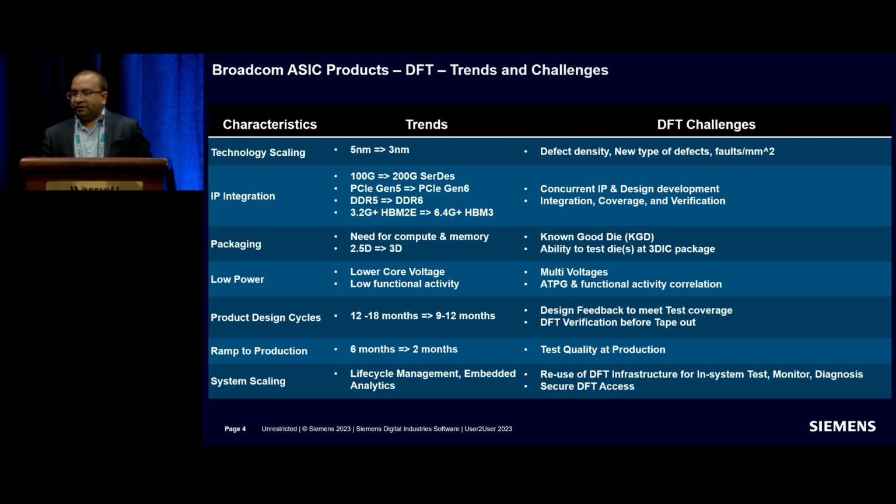IP integration, so there are a lot of IPs which are getting higher in speed: 200 gig SerDes, Gen 6 PCI, DDR6, and HBM3 at 6.4 gig or higher data rate. And one of the challenges in all these IPs is that there is concurrent development happening for the IP and for the design. So we don't have a lot of breathing room to give the feedback and then improve the test quality. So that's a real challenge we face in every technology.